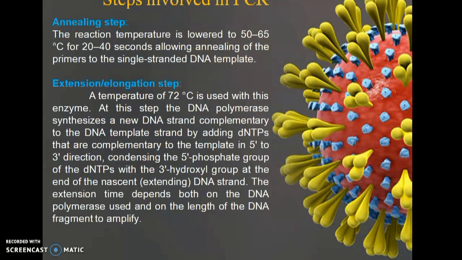Then the next and last stage involved in the PCR is the extension or elongation step. This stage is carried out at 72 degrees centigrade by using a special DNA polymerase enzyme, Taq polymerase. This polymerase brings about the synthesis of new DNA strands by adding free nucleotides to the 3' or free end of the primer, and as a result the new DNA strands are synthesized in this step.